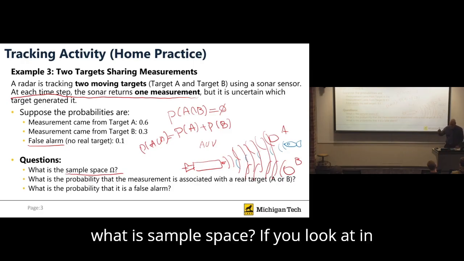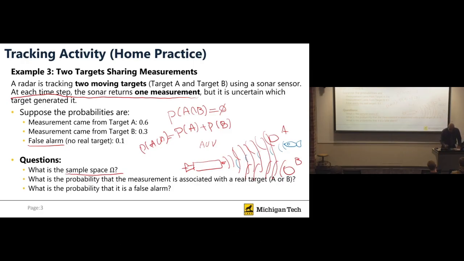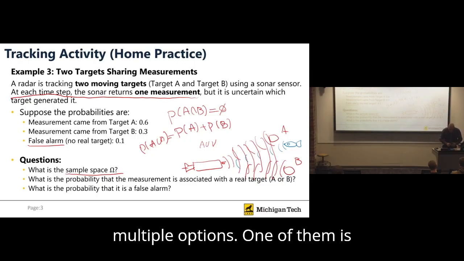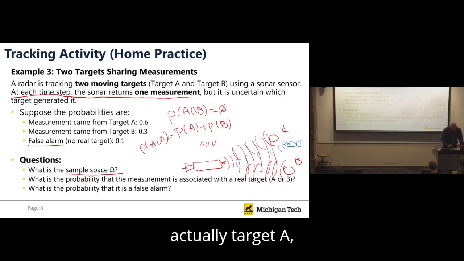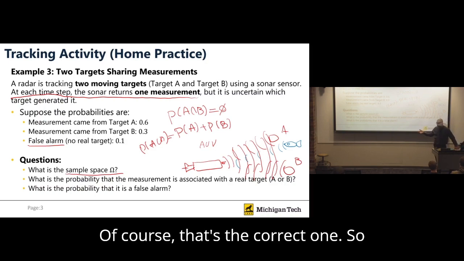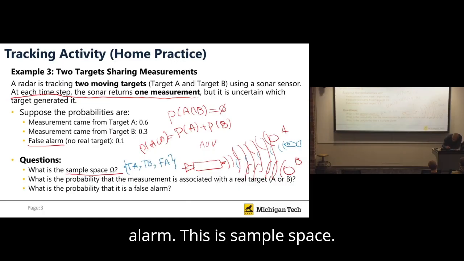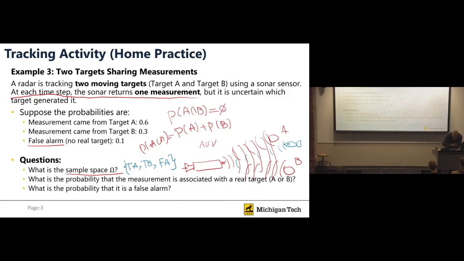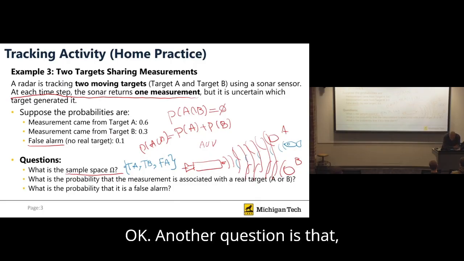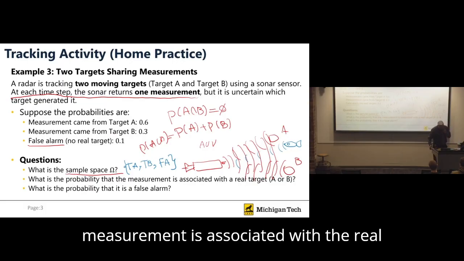So what is the sample space? If you look at your quiz, it has multiple options. One of them is target A, target B, and false alarm. Of course, that's the correct one. So target A, target B, and false alarm. This is the sample space. Another question is, what is the probability that the measurement is associated with the real target?